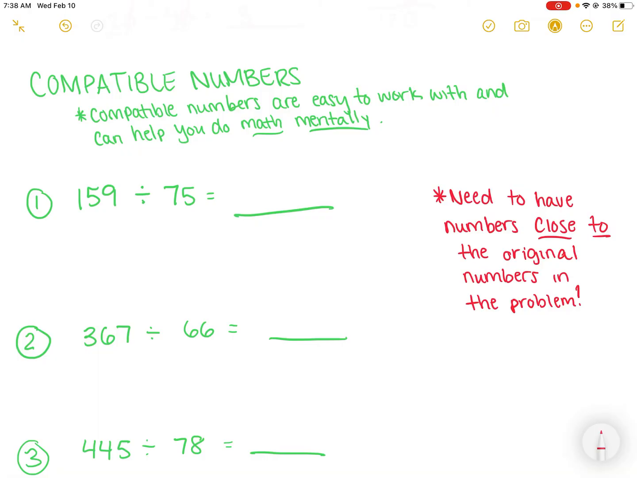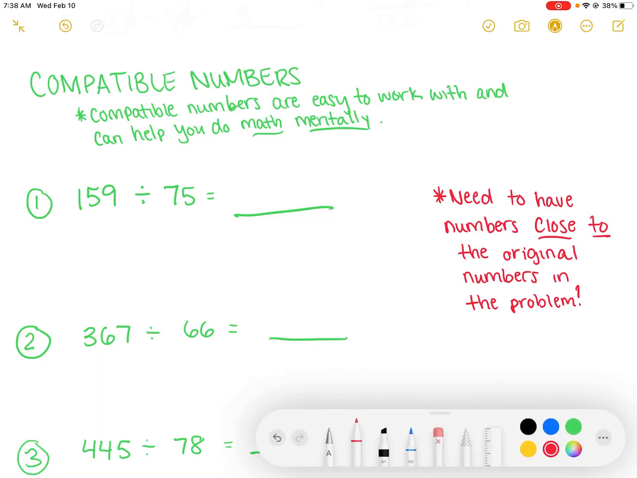So let's just jump right in and look at number 1. And there's one thing I do want to mention is when you're doing compatible numbers, you need to have numbers that are close to the original numbers in the problem. And you'll see what I mean in a second. So let's see. For number 1, we have 159 divided by 75. Now I'm not going to round these, I'm going to use compatible numbers.